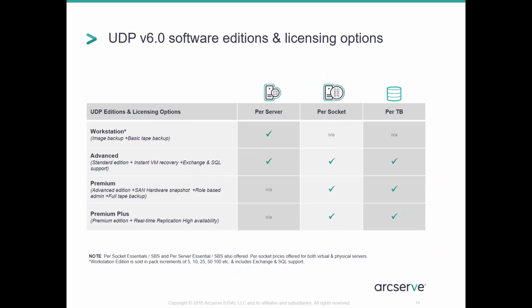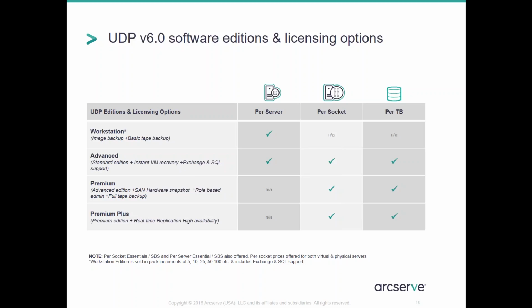Now, in terms of licensing, there's two ways we can license the software. Well, there's actually three ways. I was going to say per socket and per terabyte are the two main mechanisms, but we also have per server licensing with our UDP Advanced Edition. Per terabyte licensing is simply how much front-end source data you are backing up. Another way to ask that question is if you were to do one full backup of all your production servers, physical and virtual, how big to the nearest terabyte would that backup be before we compress and dedupe the data? So it's the front-end size of the data.